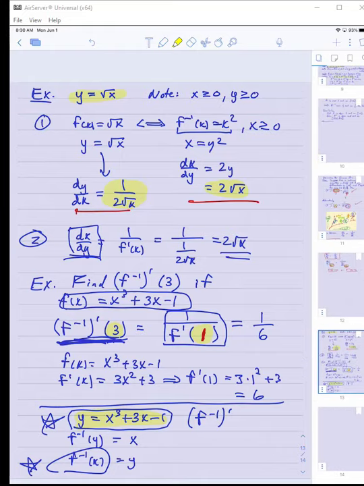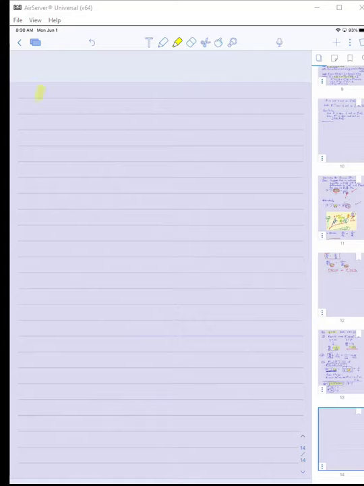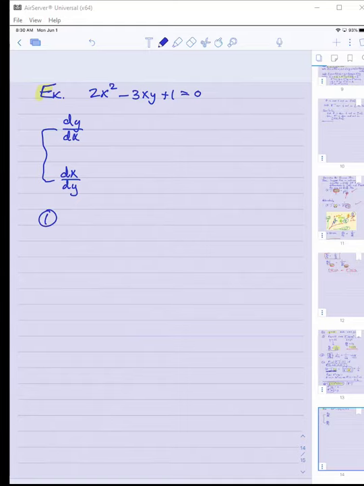Okay, let's do one last example just to show you that we can also do implicit differentiation with this. So suppose I had 2x squared minus 3xy plus 1 equals 0. Let's find dy dx, and then let's find dx dy directly, and let's just confirm that these two are reciprocals of each other. So of course, if I'm going to do dy dx, I should take the derivative with respect to x implicitly. So when I take the derivative term by term, I would get 4x. Notice that this would be a product rule, so I would take the derivative and get minus 3y minus 3x times dy dx equals 0. That means 4x minus 3y over 3x is equal to dy dx.